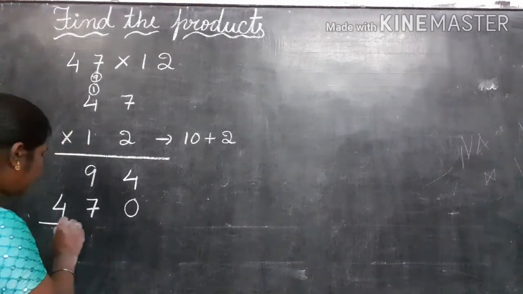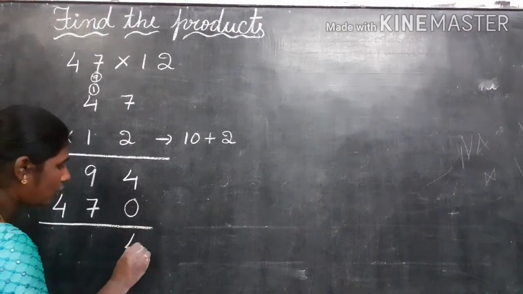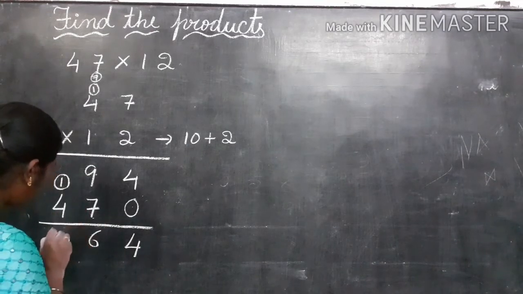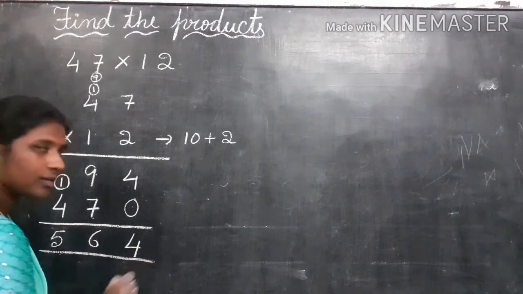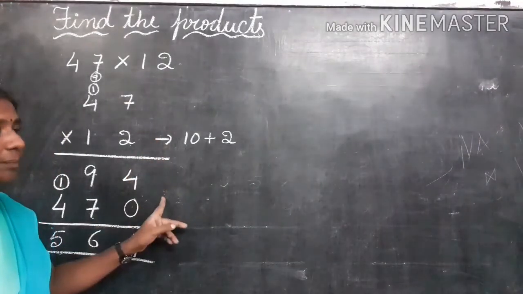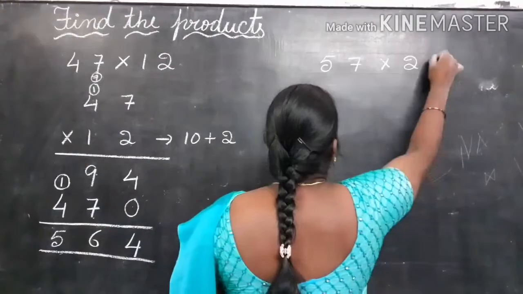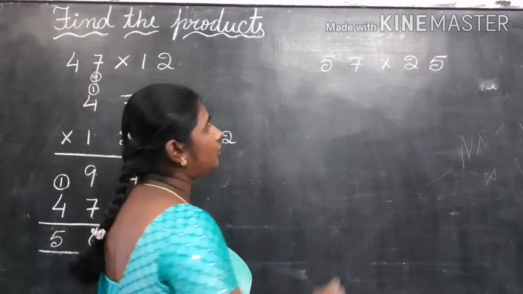Now add these two. 4 plus 0, 4. 9 plus 7, 16. 4 plus 1, 5. We did multiplication of a 2-digit number by a 2-digit number. Next one is 57 into 25.